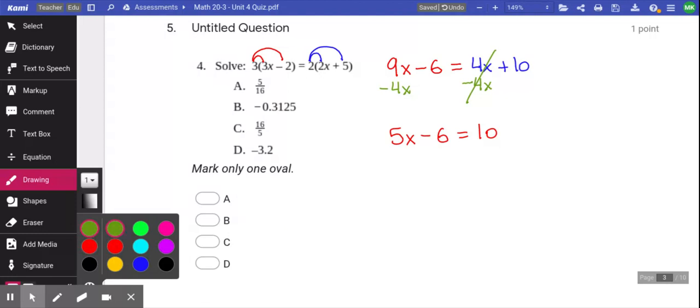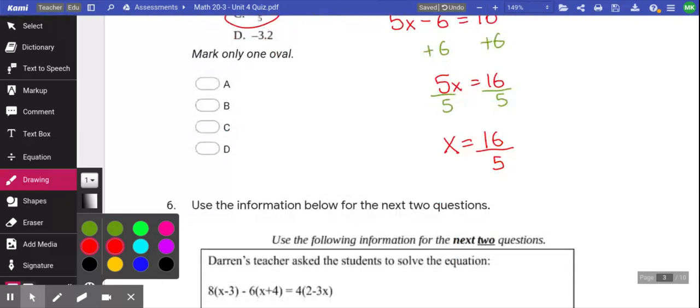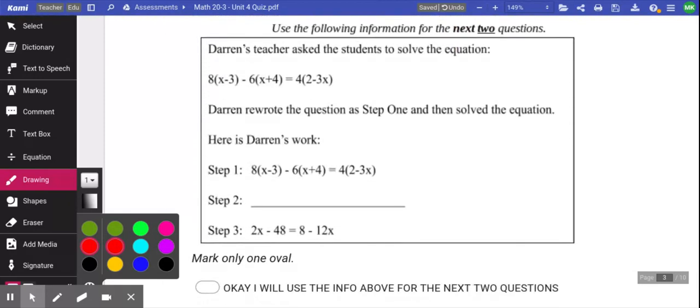Then I can start doing my opposite operations again. So add 6 to both sides. That gives me 5x equals 16. And then I divide both sides by 5. That gives me x equals 16 divided by 5, which is a decimal. I believe it's 3.2. But if you look at your answers, C is the answer. It's 16 divided by 5. This one, we're using this information for the next 2 questions.